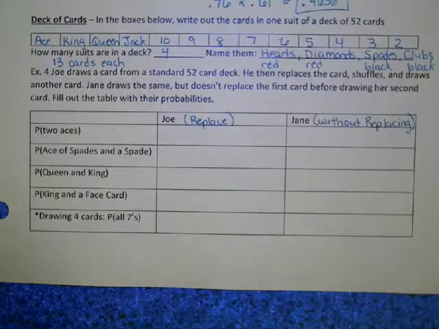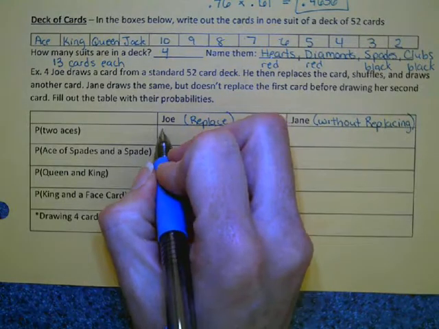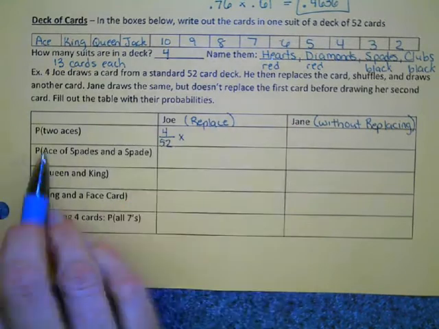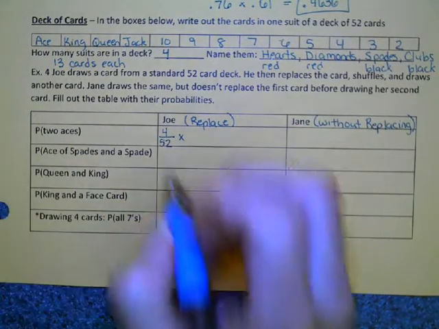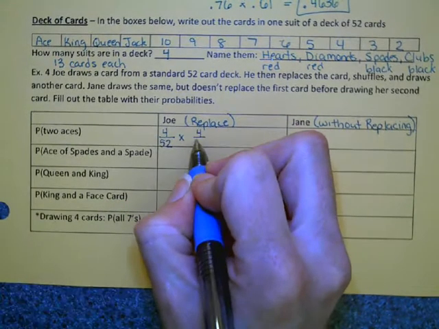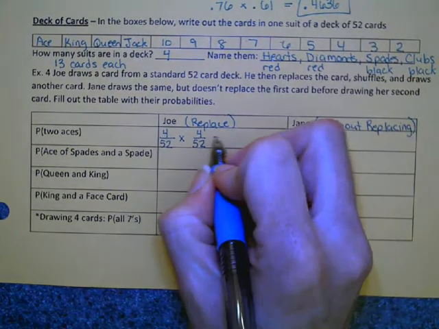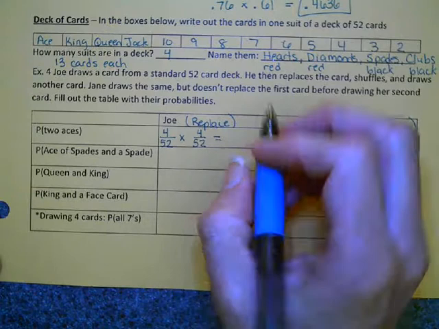So we are drawing 2 cards here. The first card is an ace, so there are 4 out of 52. There are 4 aces in a deck. Times, if you replace that card, there are still 4 aces out of 52 probability in the deck. If you multiply these 2 fractions together, we're going to say that comes out to 0.0059.